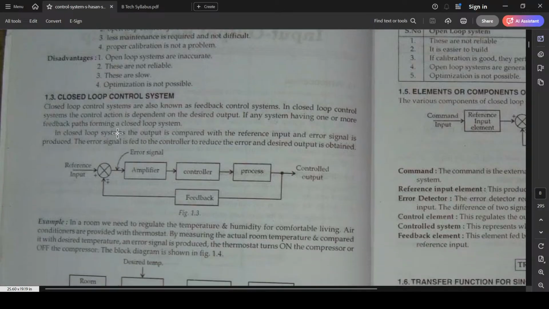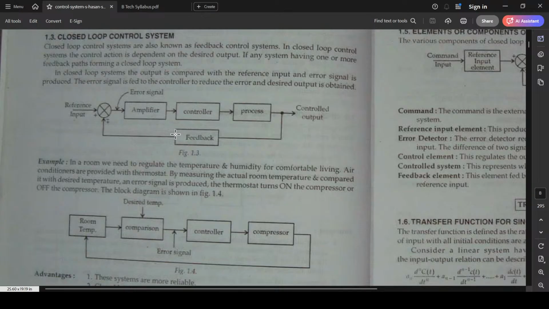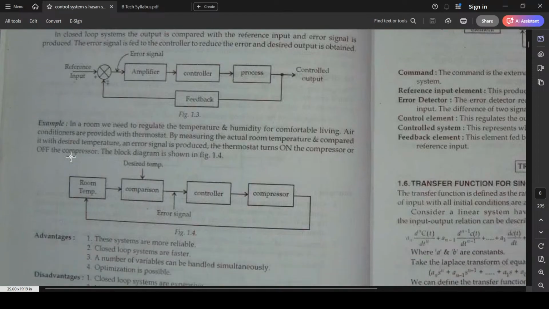Closed loop. It's just an open loop system with an add-on, and that add-on is feedback. What happens is there is an input and feedback. The feedback is from the last stage. Both of these signals are compared. Then there is an error signal. It is amplified, goes to the controller, then a processing unit, and then we have the control output depending upon the input. And there's this example: in a room, we need to regulate the temperature and humidity.